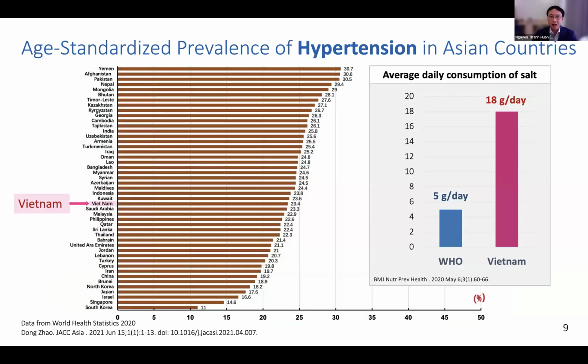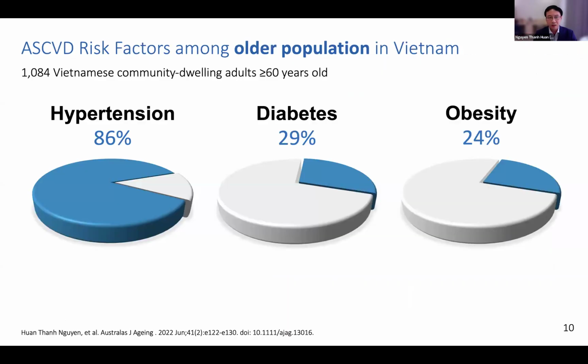Please take hypertension as an example to compare Vietnam with other Asian countries. You can see here that the burden of hypertension in Vietnam is high compared to other Asian countries. So what happened in our country? One of the reasons for the high burden of hypertension in Vietnam is the high average daily consumption of salt, for example about 18 grams per day compared to the WHO recommended limit of only below 5 grams per day. And how about the population in Vietnam?